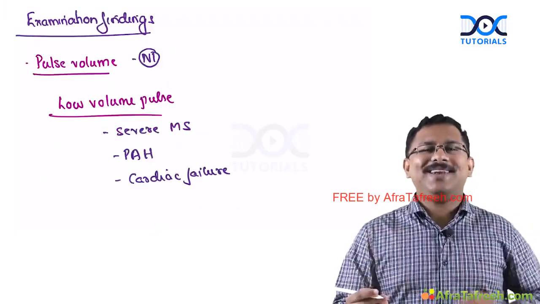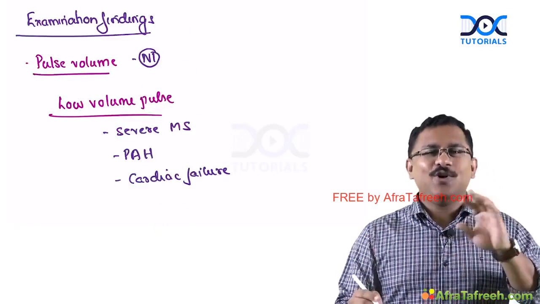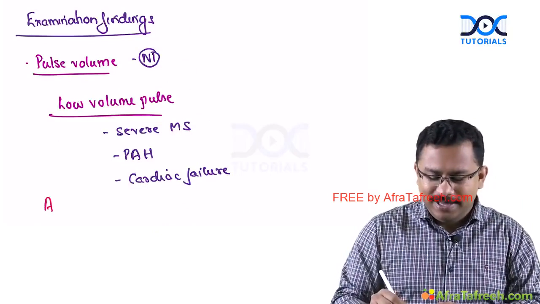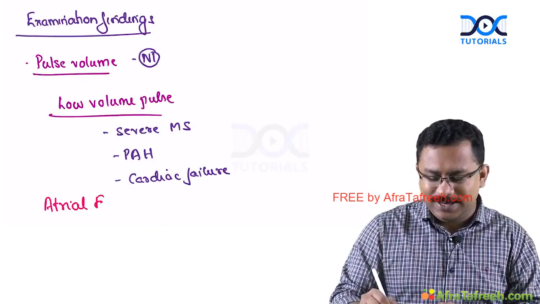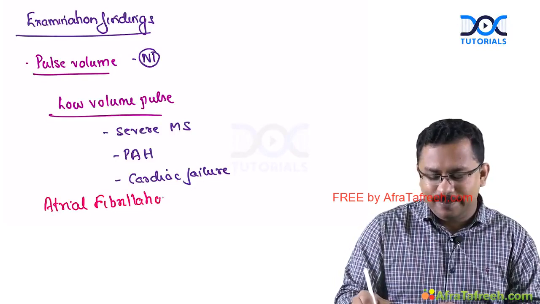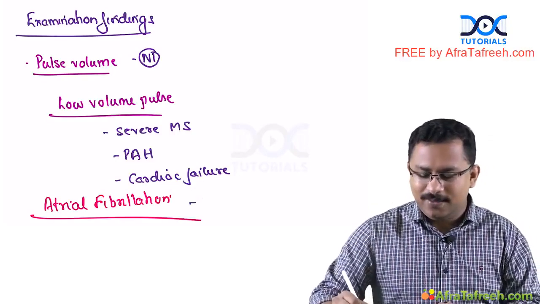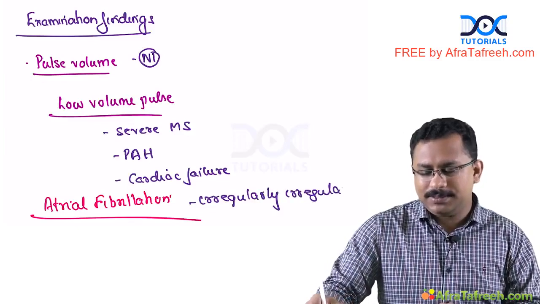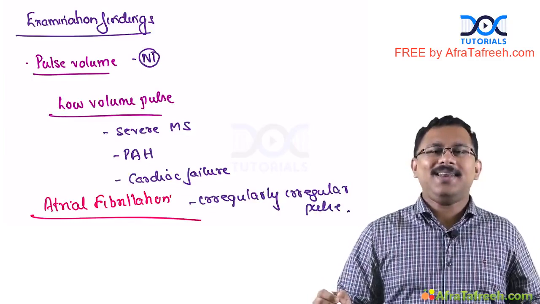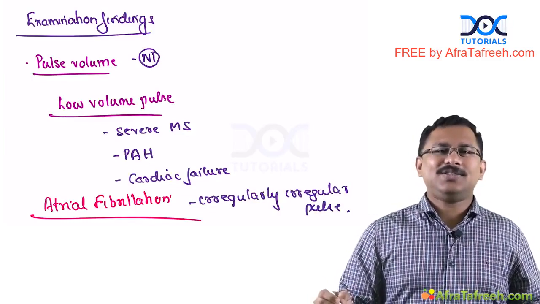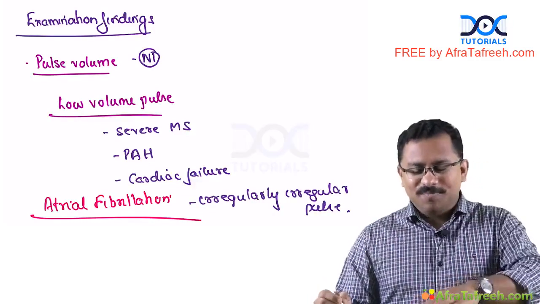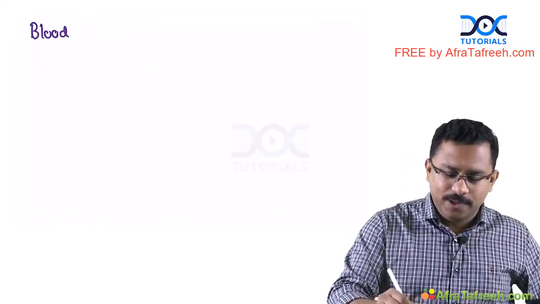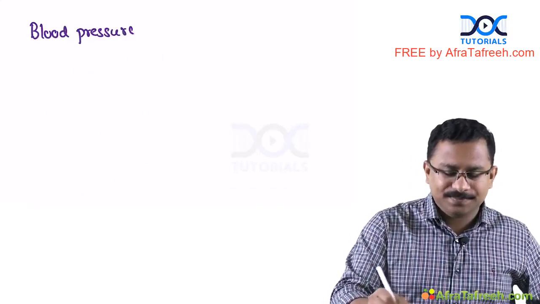Another abnormality with respect to pulse which nobody should ever forget is the development of an irregular pulse, that is when the patient has atrial fibrillation. Irregular pulse. That's also clear? Yes. Now let's move on to the blood pressure. What happens to the blood pressure?